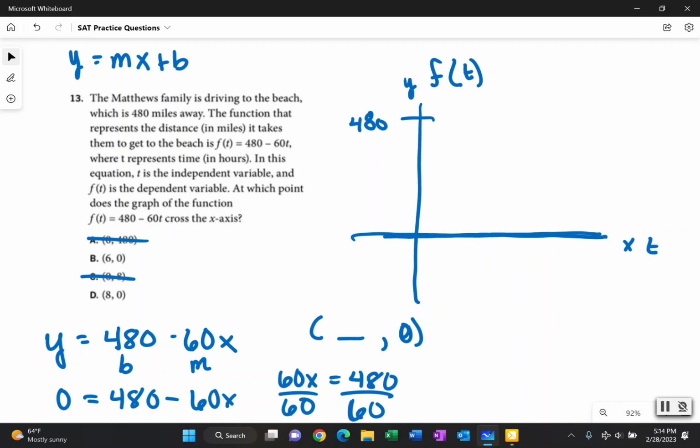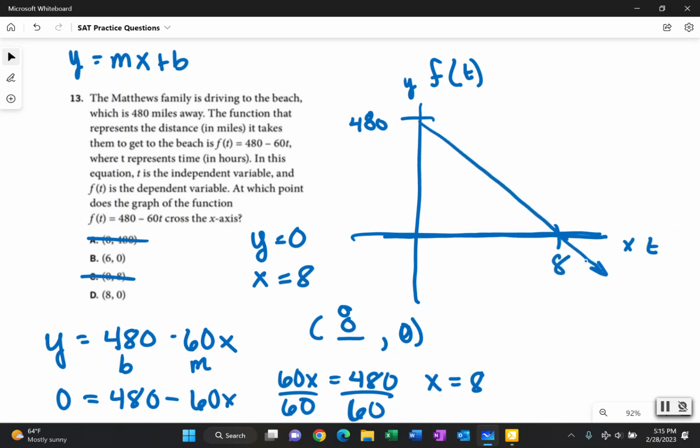And then we know that 480 divided by 60 is going to be 8. So we know x is equal to 8. So when y is equal to 0, that's when we know it's going to cross the x-axis. So we want to plug in y into our equation, or in this case, f of t. And whatever we get for x, in this case it was 8, that is when it would have crossed the x-axis.